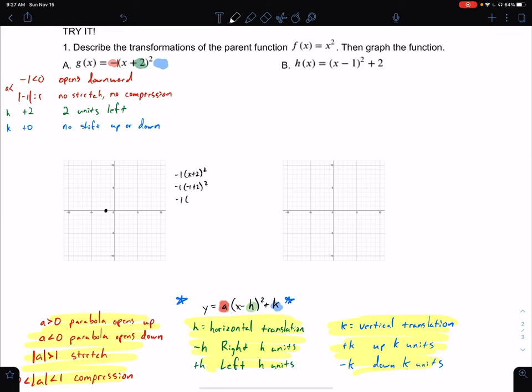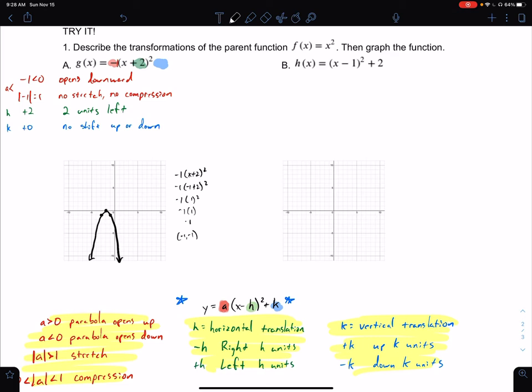So this is negative 1 times 1 squared, which is negative 1 times 1, which is negative 1. So when x is negative 1, y is also negative 1. So we have that point there, negative 1, negative 1. Now, there are other points that we could graph, but I'm going to mirror this to the other side of the vertex. So this point will also be over here. And now I have enough points to draw a very rough sketch of my graph.